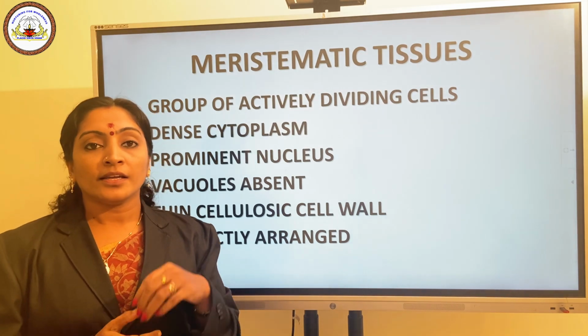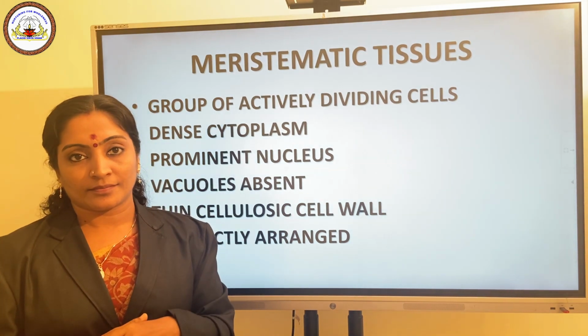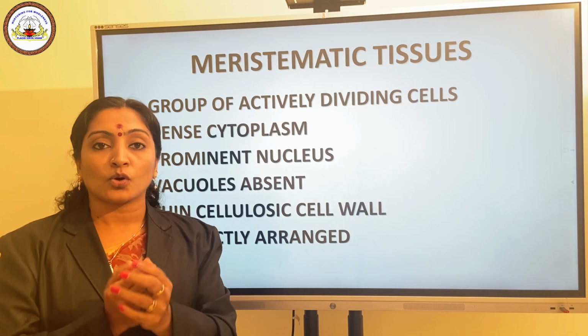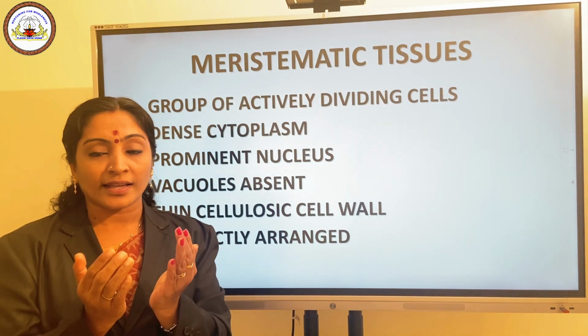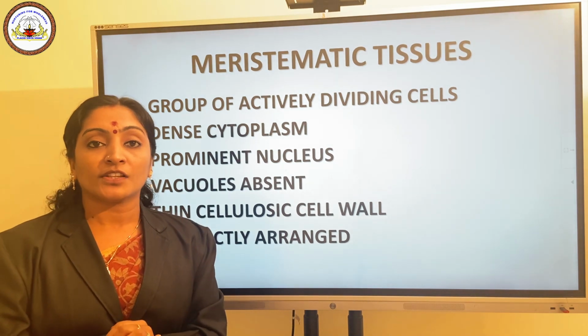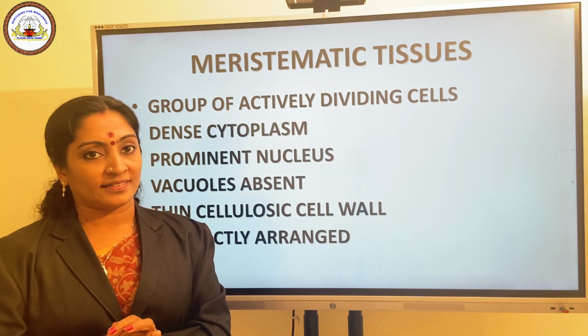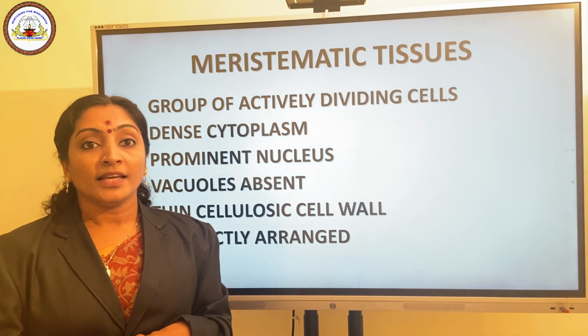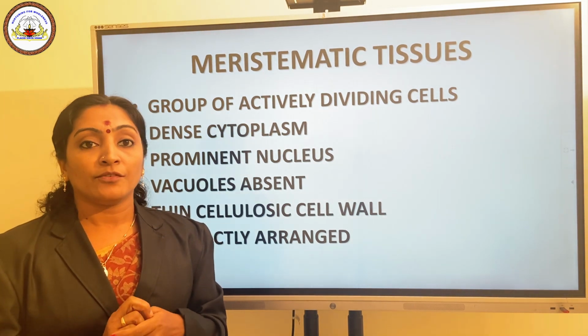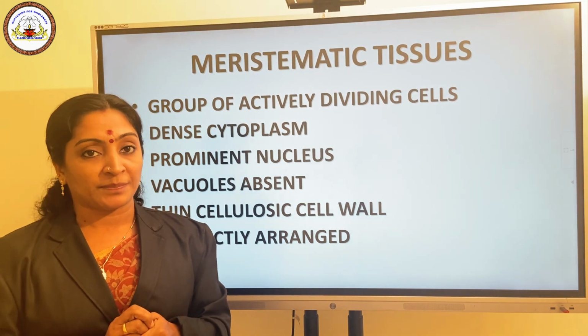Meristematic tissues are very small in size. Okay, and these cells are compactly arranged. Compactly arranged means the cells are arranged very close to each other without any intercellular space. And there is a dense cytoplasm, a prominent nucleus, and vacuoles are completely absent.